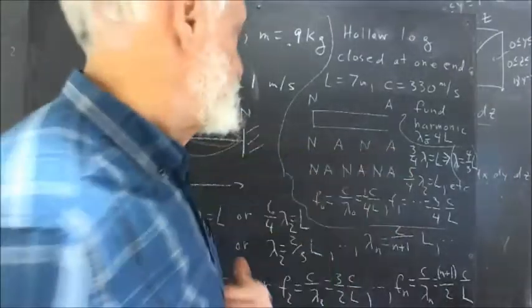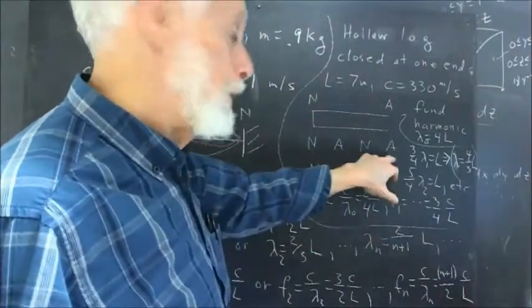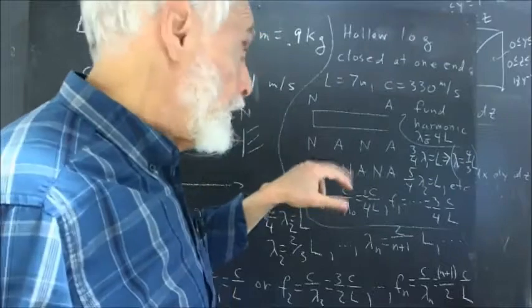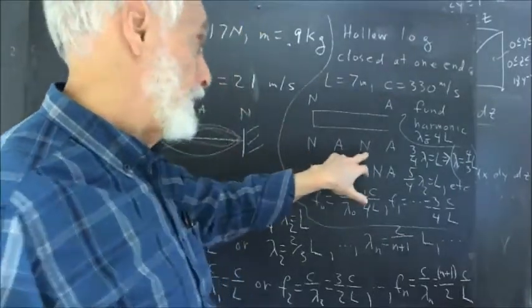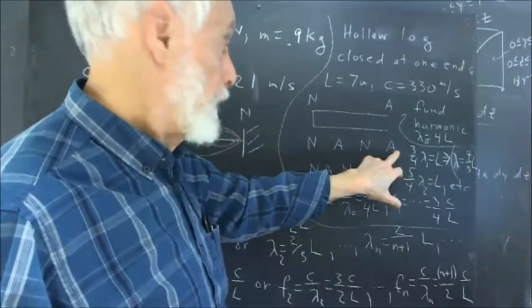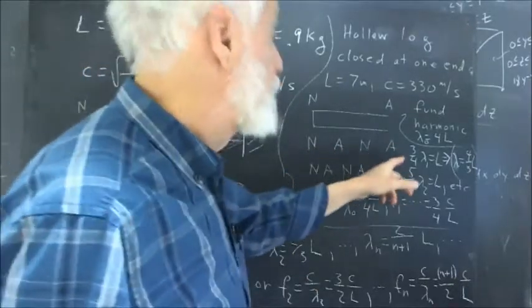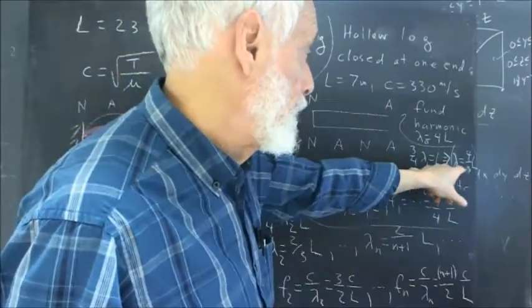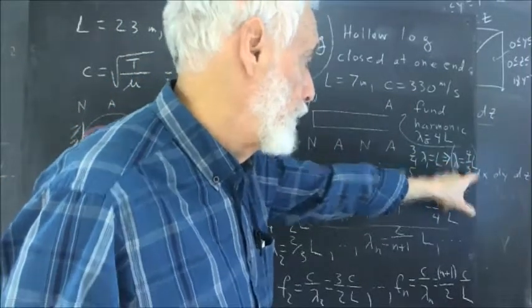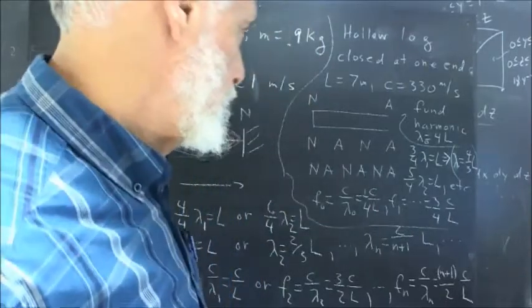The next thing you could get is you have a node at the closed end and an antinode at the open end. The node would be followed by an antinode, which would have to be followed by a node before you could get to this antinode. So you're going to have 3/4 wavelengths equal to the length, and the wavelength is then going to be 4/3 the length of the log.